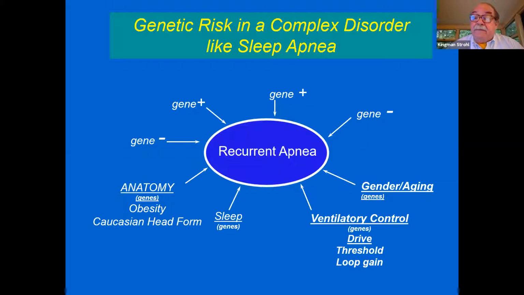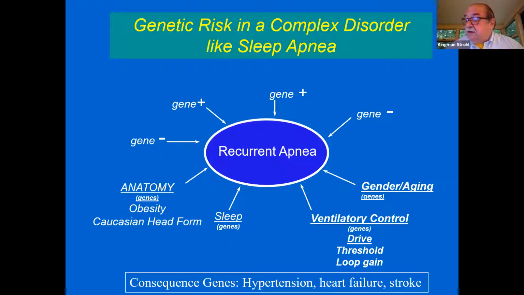So the consequences of sleep apnea are hypertension, heart failure, and stroke. If I wanted to look at sleep apnea and said, oh, I want to take those people that are hypertensive, or those that have heart failure, or those with a stroke, those would be the consequences of sleep apnea. They're not causal. So you have to remember that that's what's going on too.